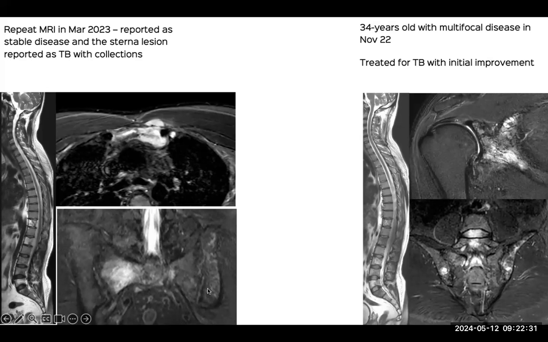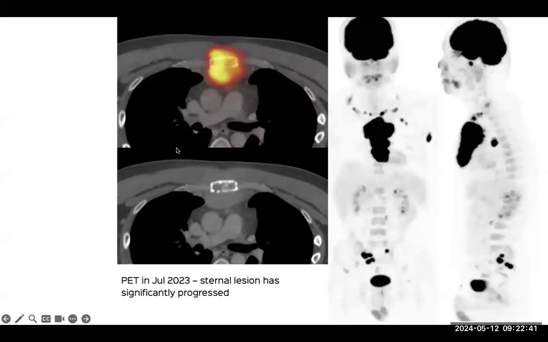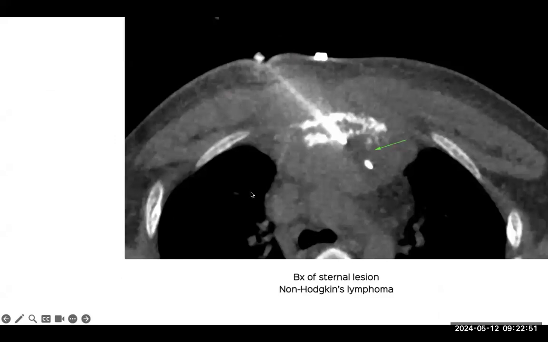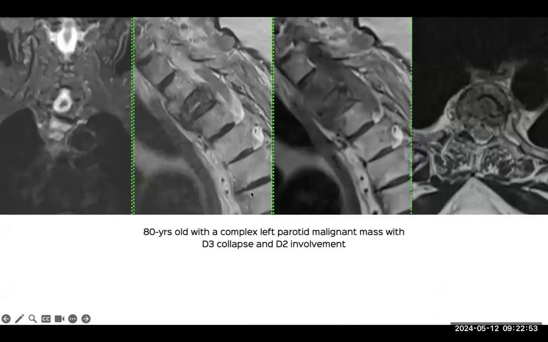Some of the iliac lesions had partly regressed, but there was a large sternal lesion here, which was interpreted as collections on either side. And they said, you know, we just continue the treatment. Patient comes back much later with significant progression of the sternal lesion, destruction, etc. And I biopsied this. This was non-Hodgkin's lymphoma.